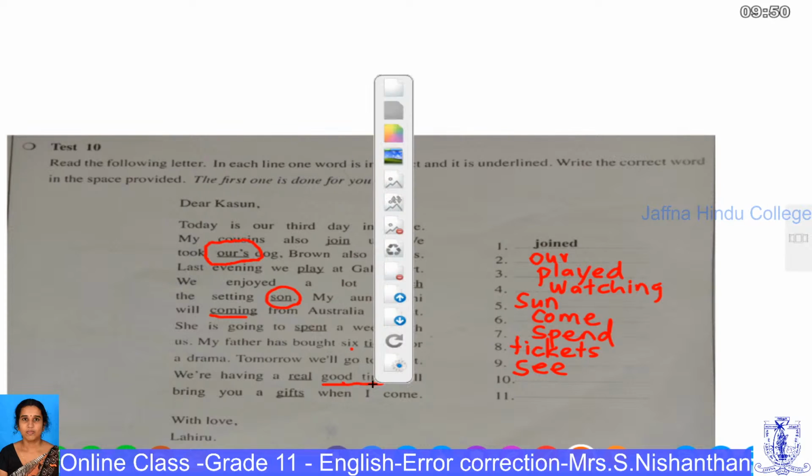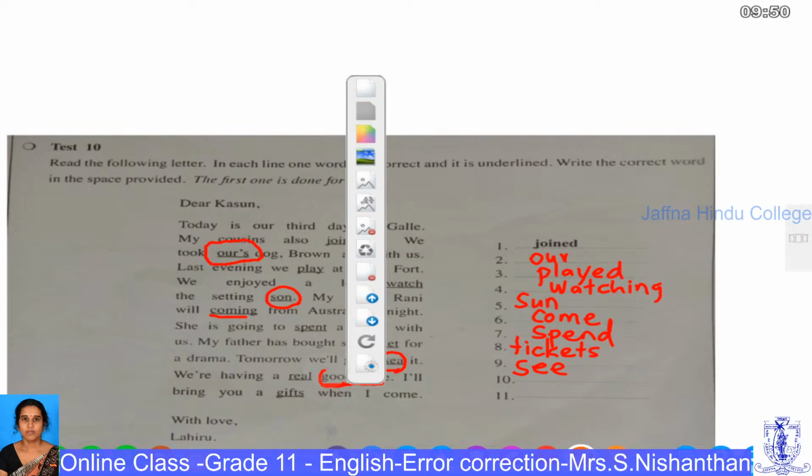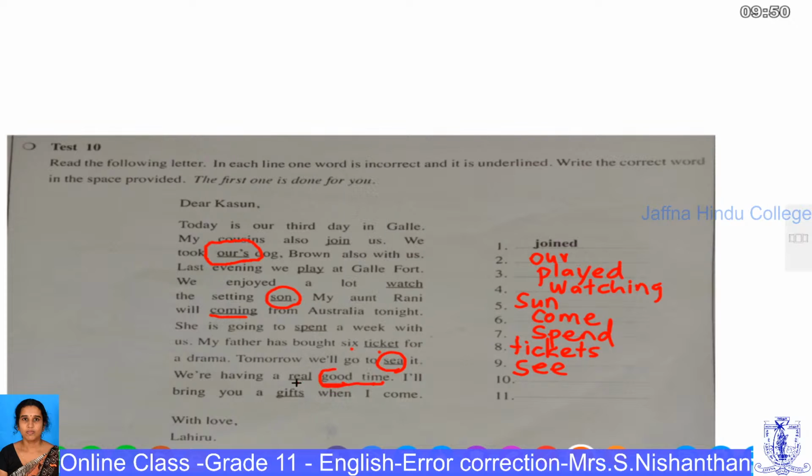Good time. So adjective. The adjective is modified by an adverb. Adjective is modified by an adverb, as you learned. So the real should be as an adverb. Really. I'll bring you a gifts. Is it correct? The article is a. So it should be a gift. Right. It's something simpler one for you.